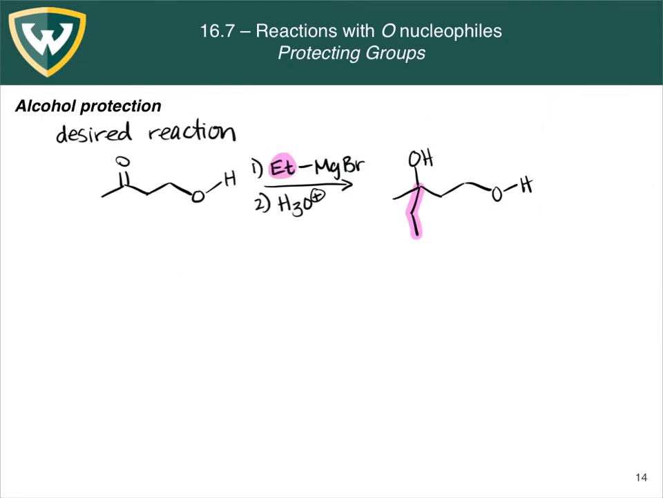In the next example, we'll look at protection of an alcohol. So in this desired reaction, what we want to do is add an ethyl group to this carbonyl to get a tertiary alcohol. Unfortunately, this is going to lead to no reaction at all because the ethyl minus is going to just deprotonate this hydroxide. That's going to sit there as the magnesium salt of that alkoxide until you add H3O+, at which point it'll be protonated again and you'll be exactly where you started.